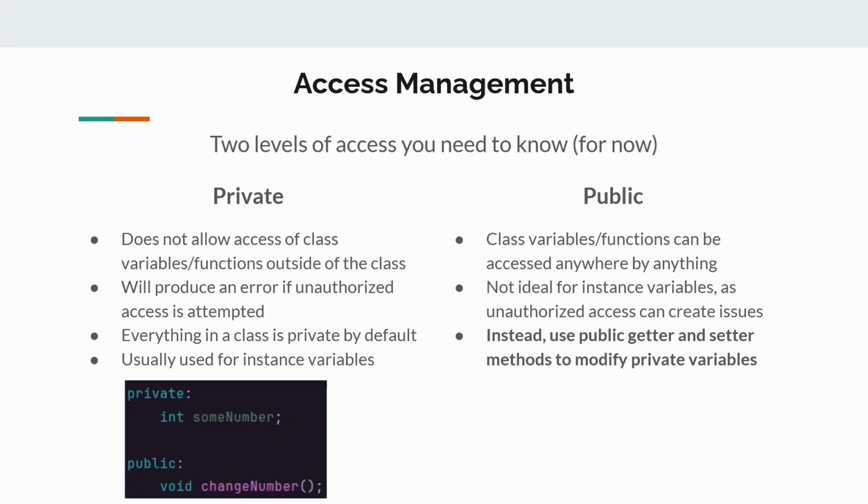Public, on the other hand, is exactly what you think it is. Variables labeled public can be edited outside of the object, and functions labeled public can be called outside of the object. So if you create the object, you can call the functions included in the object, and it will work perfectly. And we'll show you how this works in the demo in a little bit.